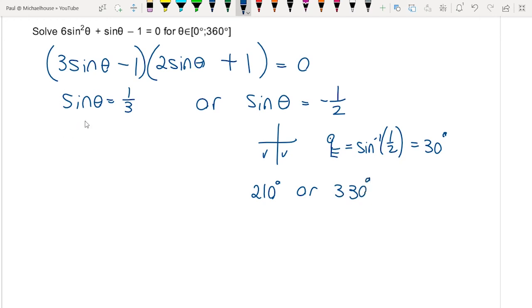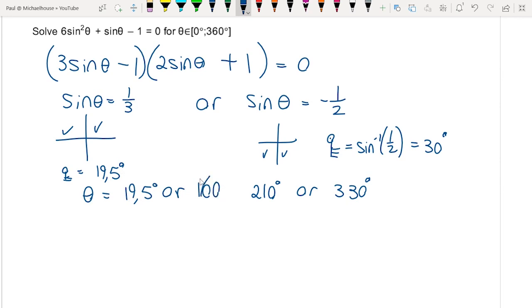The key angle for this one, this time though we're wanting solutions in quadrants 1 and 2 where sine is positive, and our key angle in this case is 19.5 degrees. So in fact our answers here are theta is 19.5 degrees, that's in the first quadrant, or 180 minus that, which is 160.5 degrees, or 210 or 330.